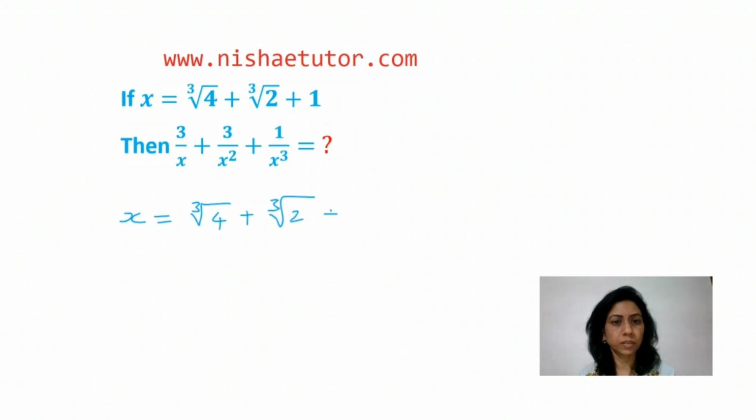plus 1. So x is equal to, 4 we can write as 2 square, and here cube root, so square means power 2, and cube root means divided by 3. So 2 to the power 2 upon 3. Here 2 to the power 1 upon 3, and this is 1.